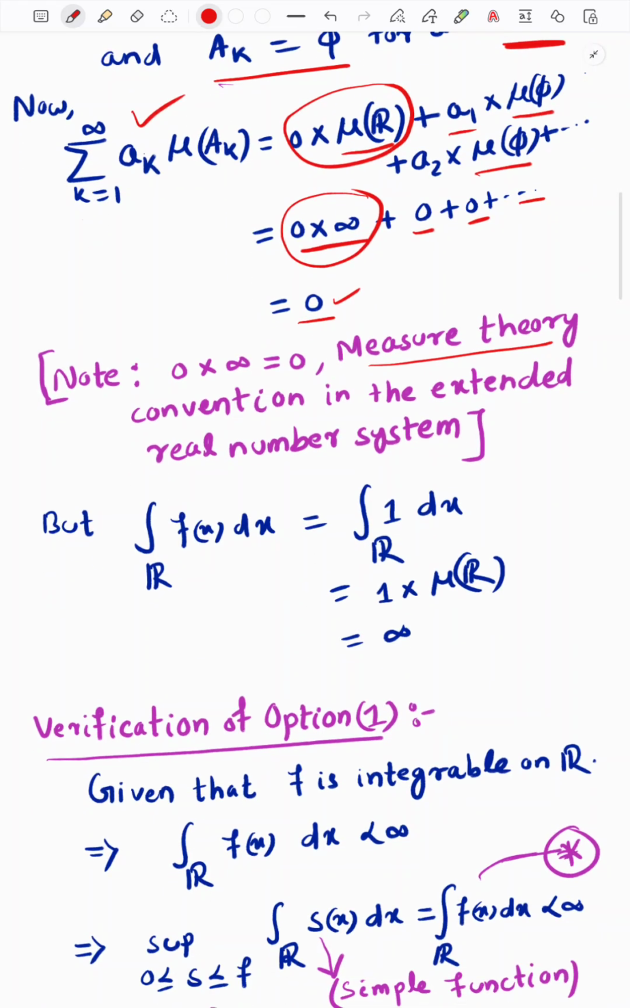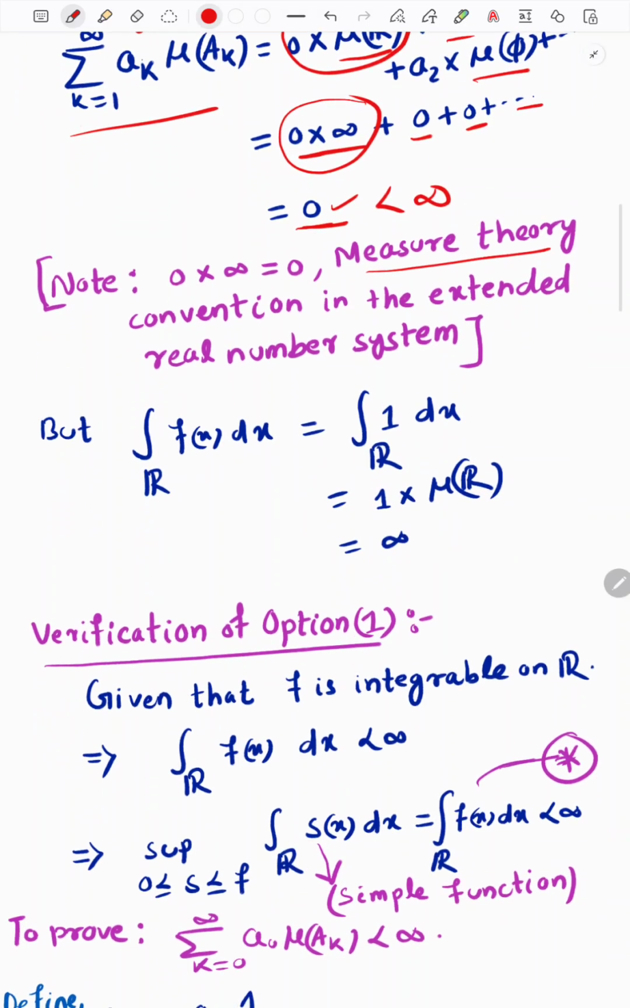So this summation value is equal to 0. So this series value is equal to 0. Equal to 0 means what? It is a finite quantity. Now we will calculate the value of the integral. The value of the integral is what? Since f of x is identically equal to 1, this is nothing but 1 times the measure of the real number set, but the measure of the real number set is infinite, so it gives infinite.